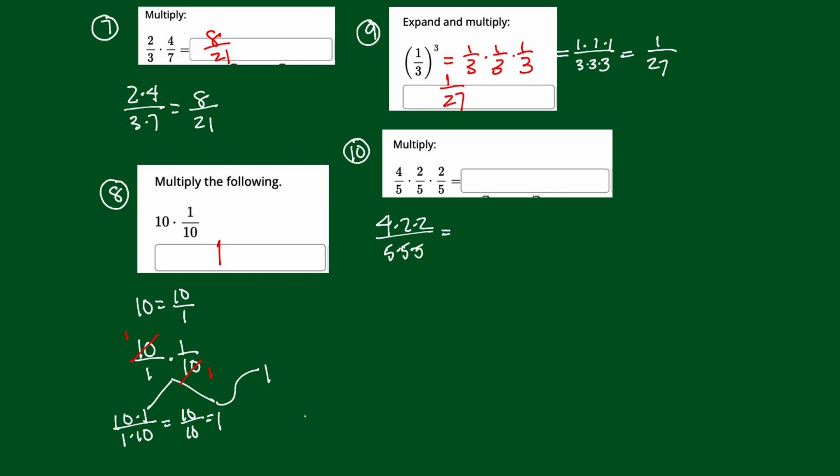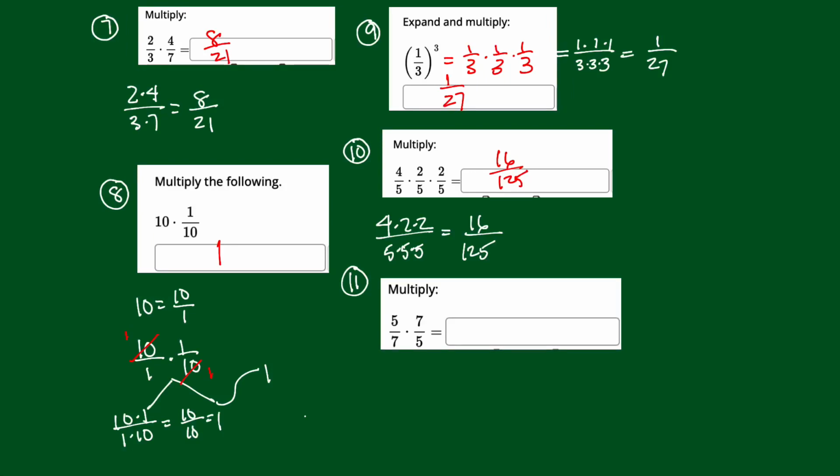Now, 4 times 2, right here, right? 4 times 2 is 8, times 2 is 16, over 5 times 5 is 25, times 5 again is 125. If you're not sure, use your calculator. So I'm going to claim that this answer is 16 over 125.